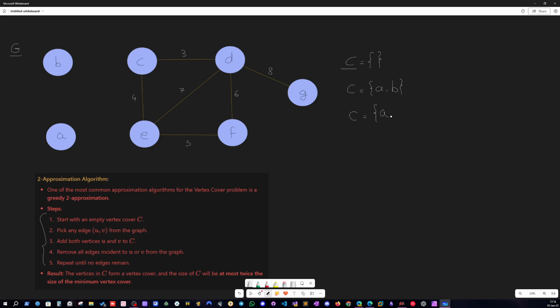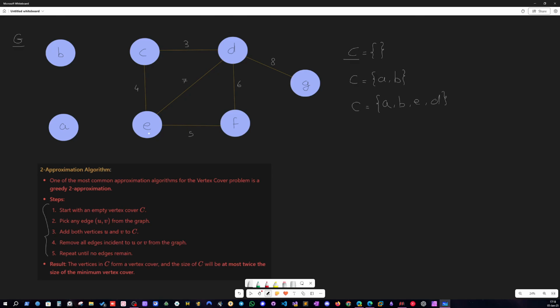So we will have A, B, E, and D. Now we have to remove all the edges that are incident, so that touch E and D. Let's do it. We can remove this one, this one, this one, this one, this one, and this one. There are no more edges. So our set C is filled with A, B, E, and D.